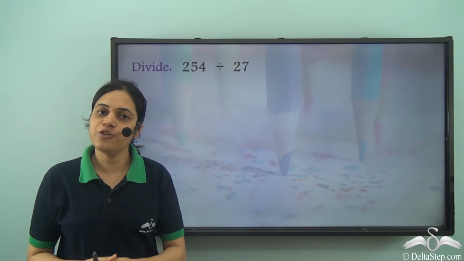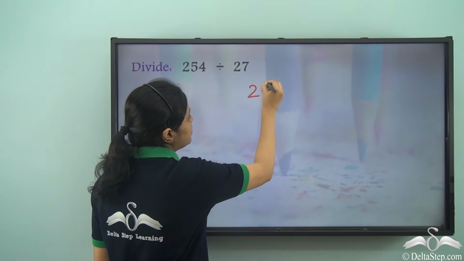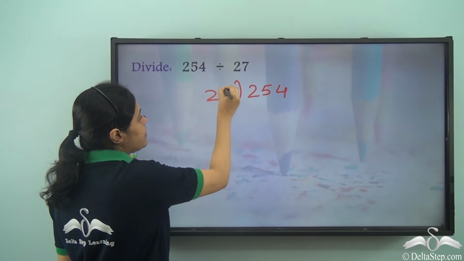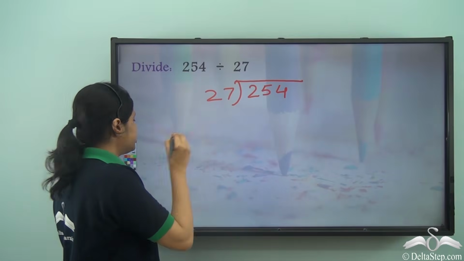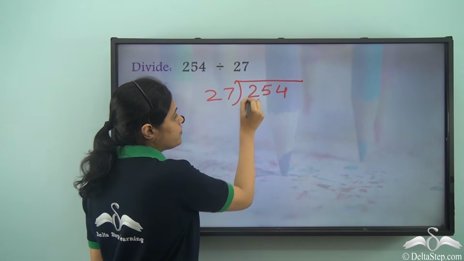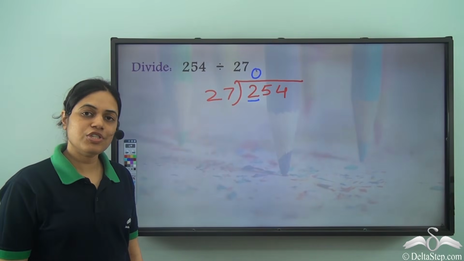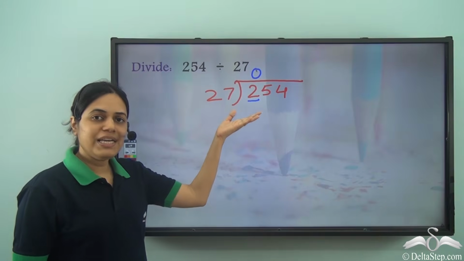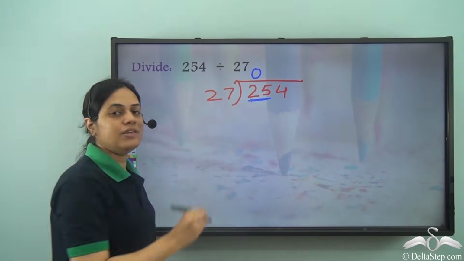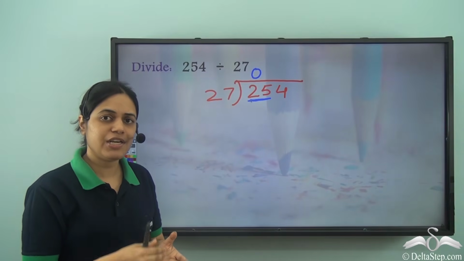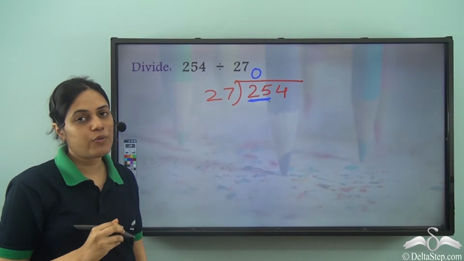Now what about this? Can you do this on your own? So I have 254 divided by 27. So now first I consider the first digit, which is 2. Now 2 is less than 27. So 27 goes into 2 0 times. So normally as a rule, whenever I am dividing by a 2-digit number, I consider the first 2 digits, because any one digit will always be less than 2 digits. So I consider 2, 5, 25.